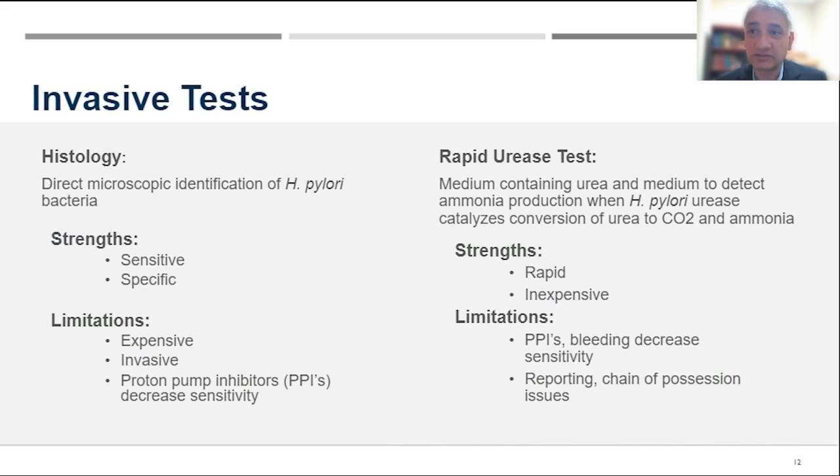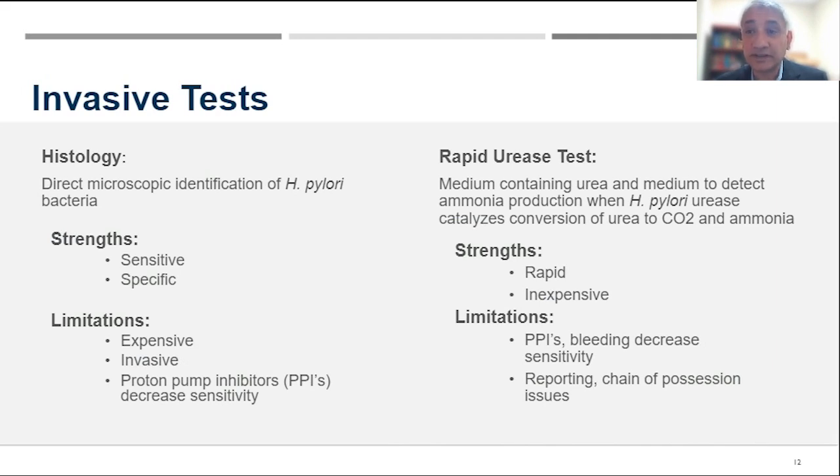It is invasive. You do need to perform an upper endoscopy to obtain the biopsy specimen. It is expensive. Of all of these tests, it is the most expensive. And the sensitivity of histology decreases when patients are taking acid suppressive medications, specifically the proton pump inhibitors. When histology is performed in individuals on proton pump inhibitors, the sensitivity and accuracy are less than optimum.